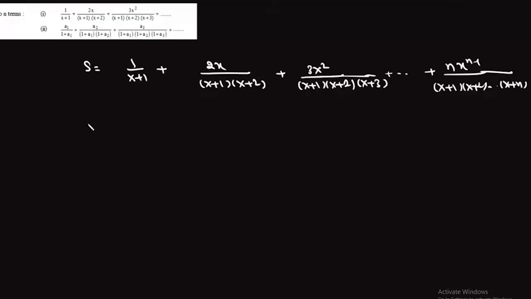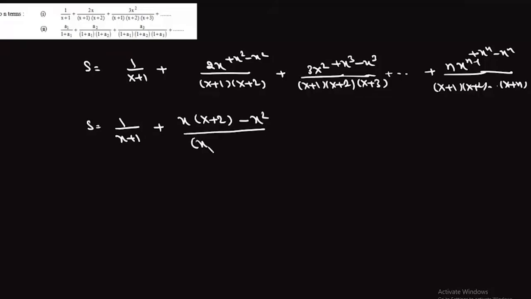Now what we'll do is, for this second term, we'll add x square and subtract x square. Here we'll add x cube and subtract x cube, and here we'll add x to the power n and subtract x to the power n. So we can write 1 upon (x plus 1), and here if we take x common, it will be x plus 2, minus x square upon (x plus 1)(x plus 2). Here it will be x square (x plus 3) minus x cube upon (x plus 1)(x plus 2)(x plus 3).